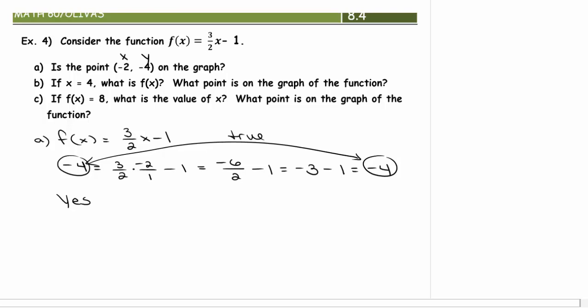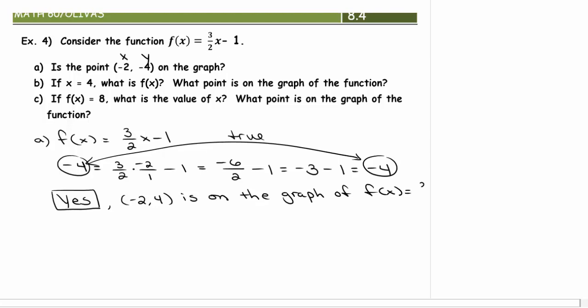So the answer is yes. Negative 2 comma negative 4 is on the graph of f of x equal to 3 halves x minus 1. Part B.